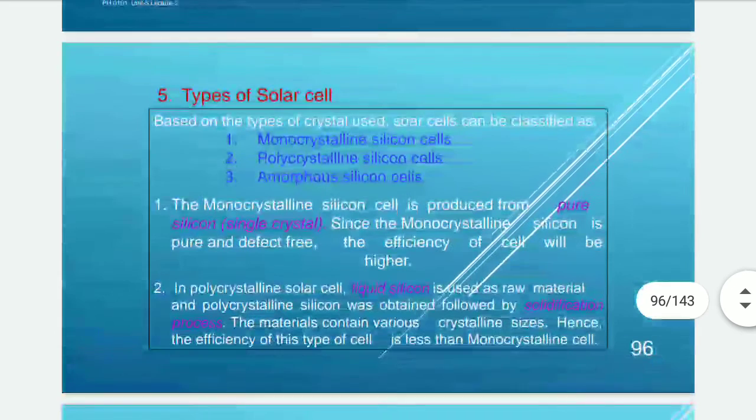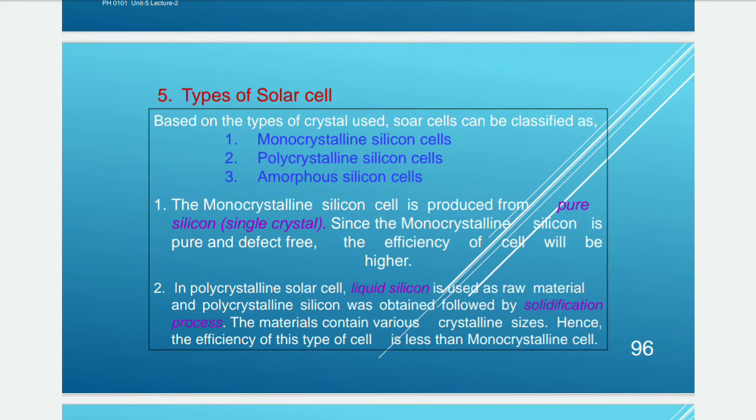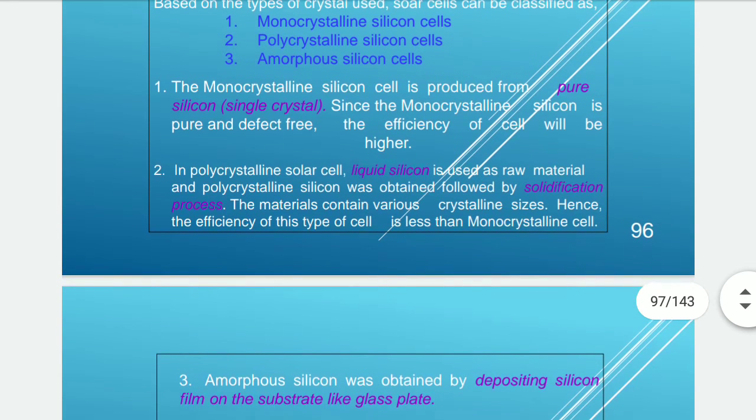Fifth, types of solar cell. Based on the type of crystal used, solar cells can be classified as monocrystalline silicon cell, polycrystalline silicon cell, amorphous silicon cell. First, the monocrystalline silicon cell is produced from pure silicon single crystal. Since the monocrystalline silicon is pure and defect free, the efficiency of the cell will be higher. In polycrystalline solar cell, liquid silicon is used as raw material and polycrystalline silicon is obtained followed by a solidification process. The material contains various crystalline sizes, hence the efficiency of this type of cell is less than monocrystalline cell.